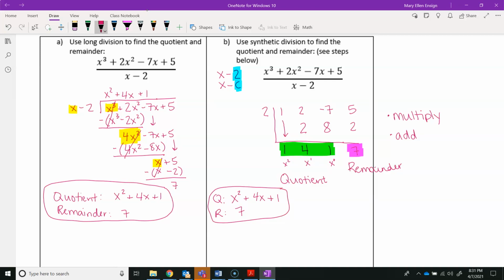So let's look at the long division and the synthetic division. Obviously we got the same answer. And if we look hard in between, a lot of the same numbers are in there as well.